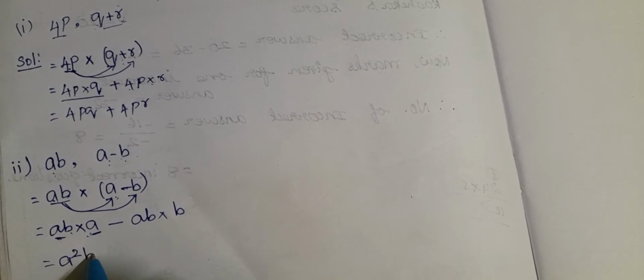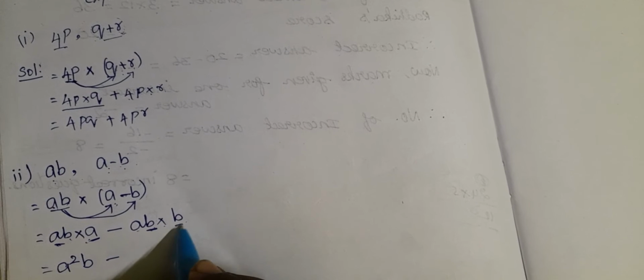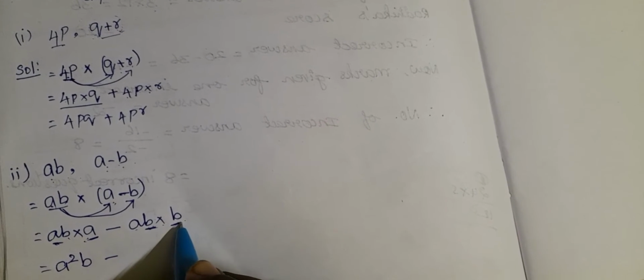Now ab into a. See, there are 2 a's. a into a is a square, and write the b as a single term, minus ab into b. Here there are 2 b's. b into b is b square. So write a into b square.